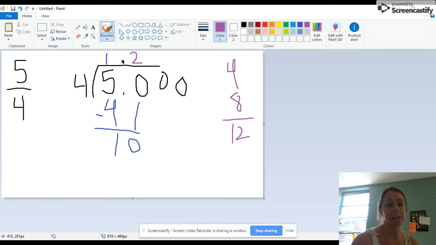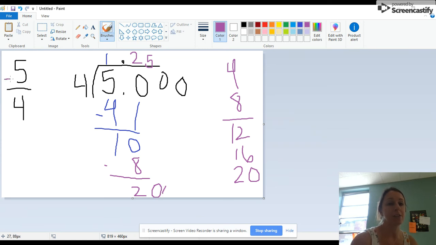2 times 4 is 8. Subtract. 10 minus 8 is 2. Bring down. 4 into 20, if we can just go over here to the side, 4, 8, 12. 12 plus 4 is 16, and 16 plus 4 is 20. So we get exactly what we need. 1, 2, 3, 4, 5. It goes in 5 times. And we're done because 5 times 4 is 20, and we get down to 0 here at the bottom.